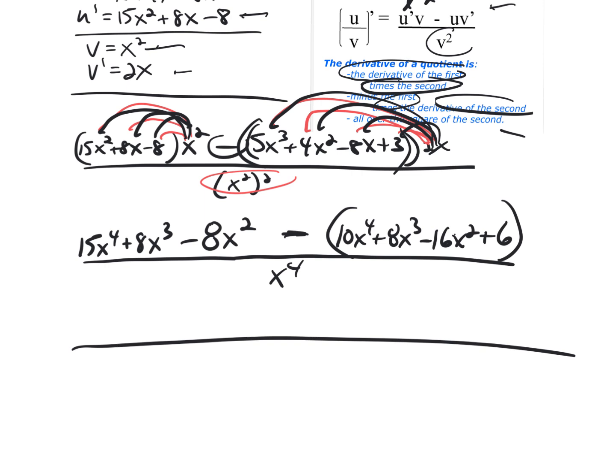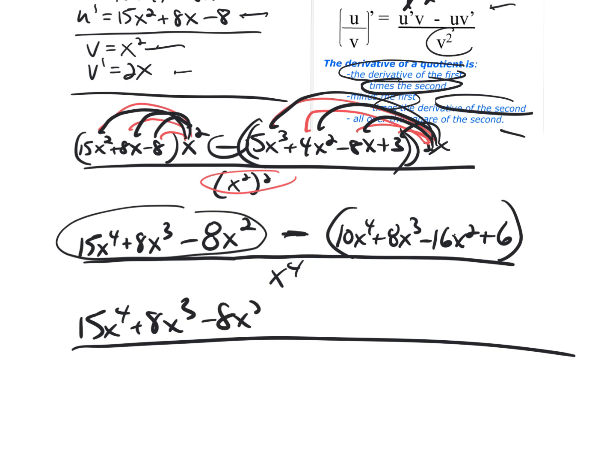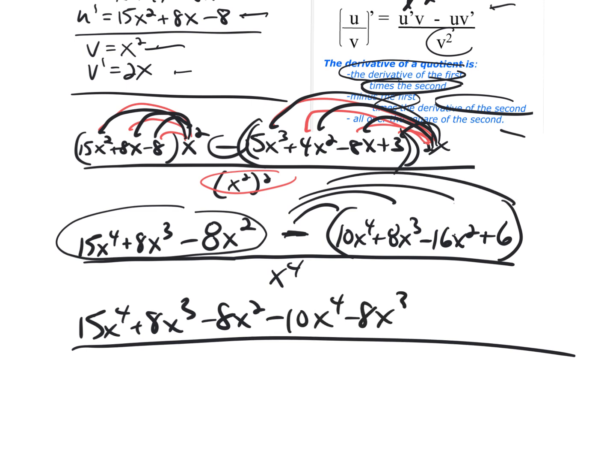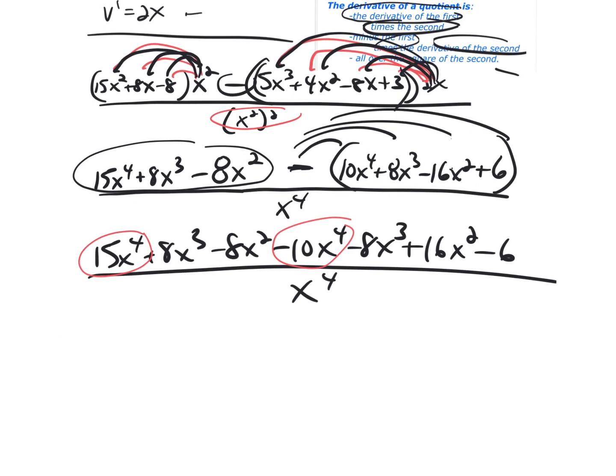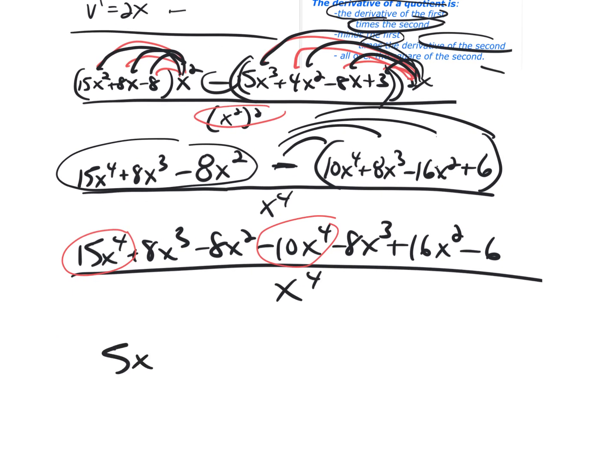Up top, I have all of these terms. So 15x to the 4th plus 8x to the 3rd minus 8x squared. And now I'm going to distribute this negative. So now I'm going to have negative 10x to the 4th minus 8x to the 3rd plus 16x squared minus 6, all over that x to the 4th. I'm going to combine some like terms now. So I have 15x to the 4th minus 10x to the fourth. So that's going to give me 5x to the fourth.